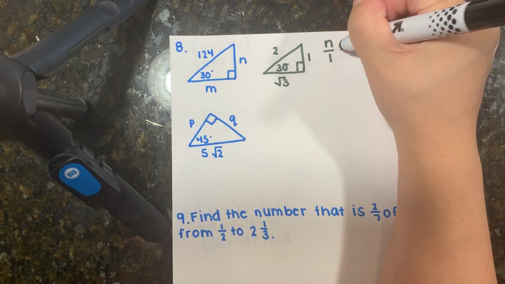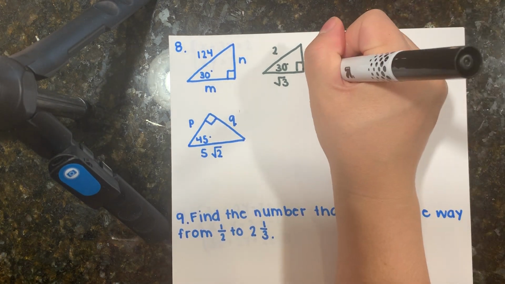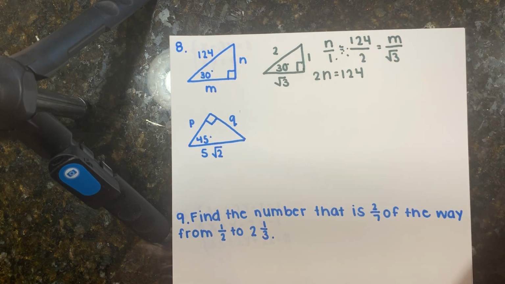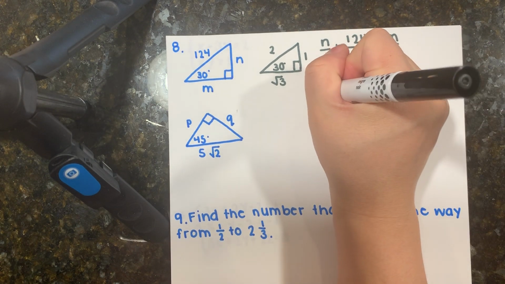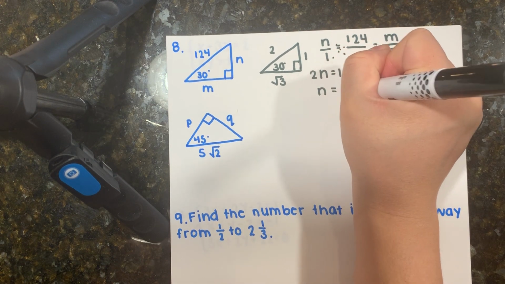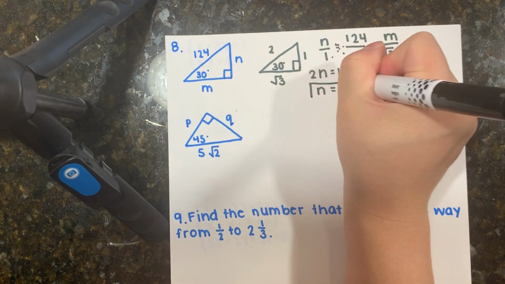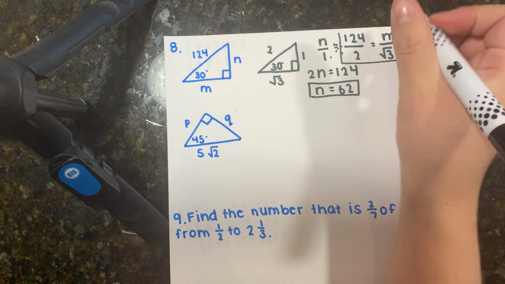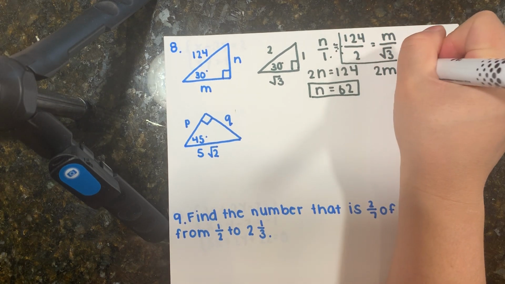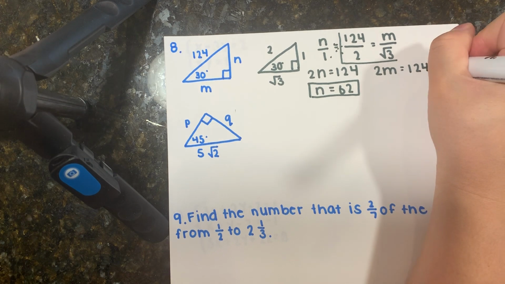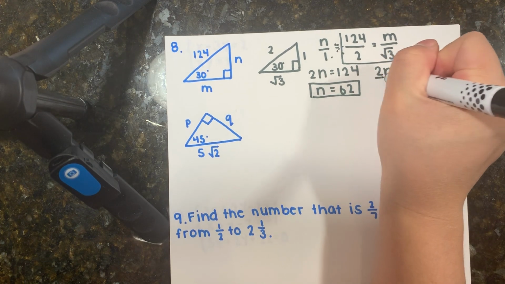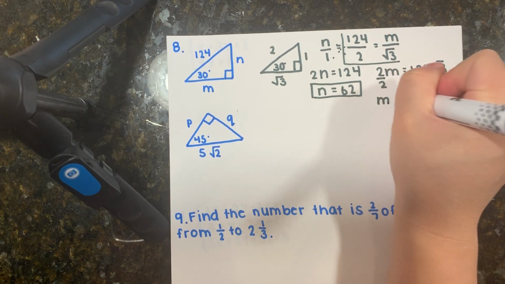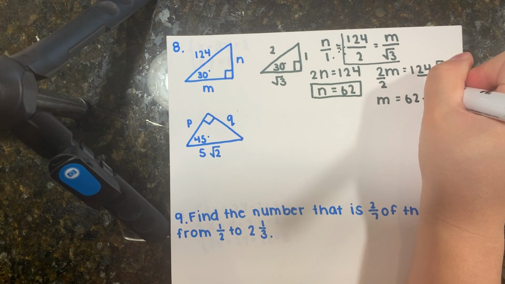Now when I cross multiply these, I'm going to do N first, so that would be 2N equals 124. When I divide both sides by 2, I get N is equal to 62. Now when I cross multiply the second 2, it would be 2M equals 124 root 3. Divide by 2. So for M, I'm going to get 62 square root 3.